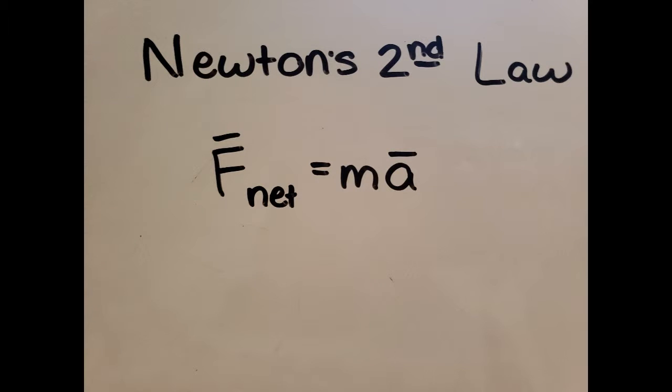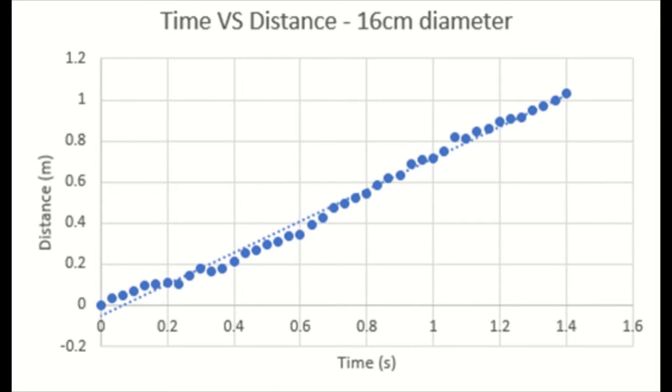To find the force of the thrust, we need to use Newton's second law of motion. The sum of all forces acting on an object, F net, equals the object's mass, m, times acceleration, a. For this equation, we need to find acceleration. However, you'll notice our position graph is pretty linear. This means we have a constant velocity, and therefore our acceleration is 0.